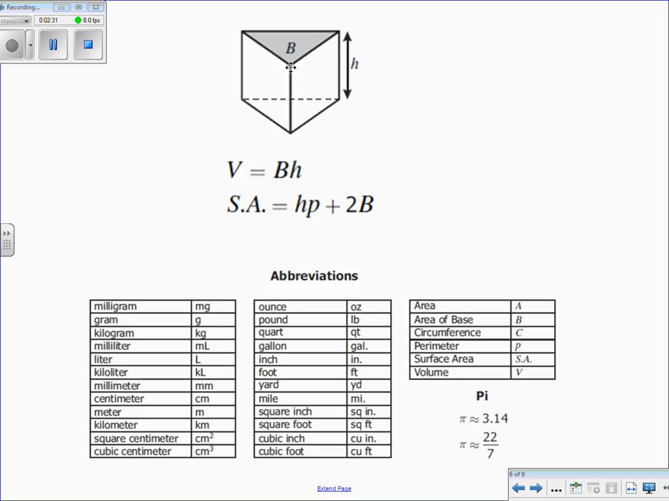Our triangular prism is a little bit more difficult. Okay? We have B is the area of the base, so you're always going to have to find the area of the base by looking at your triangle formula. But then you're going to multiply h, which is the height, times p, which is the perimeter. And in this case, perimeter of the base. It's going to be a triangle. So you're going to have to add up all of the sides of the base in order to find the perimeter, and then multiply it by the height. That will get you the surface area of the triangular prism.